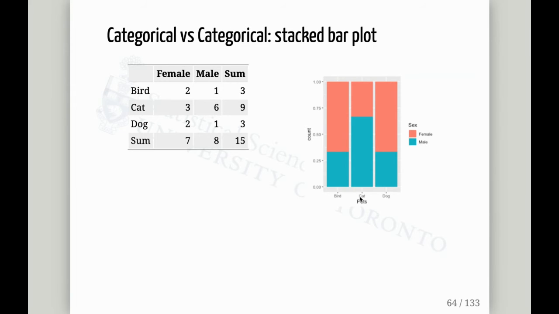All right, for cats, we had 3 out of 9 people who own cats were female. So that should be roughly a third. Red is female, so that's like a third. And so males would make up the other portion. And it's pretty similar for dogs as well. Same concept.